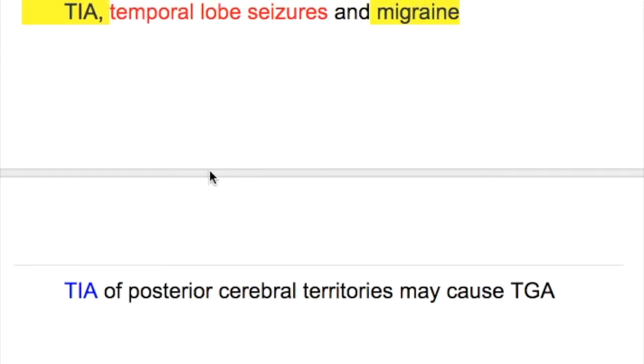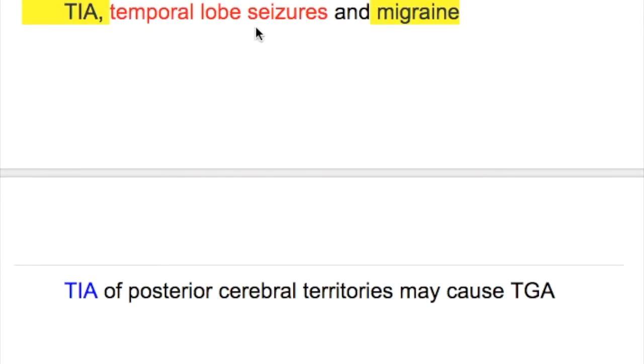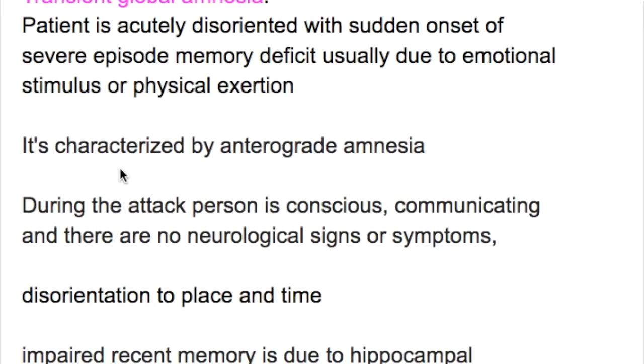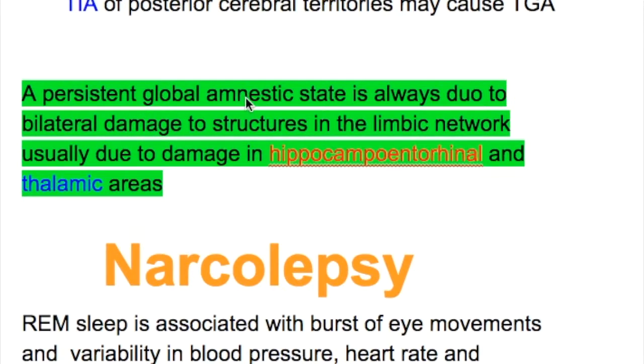What are the causes of transient global amnesia? Transient ischemic attack, temporal lobe seizures, and migraine can lead to transient global amnesia. Transient ischemic attacks of the posterior cerebral arteries may cause transient global amnesia also. A persistent global amnestic state is always due to bilateral damage to structures in the limbic network, usually due to damage in hippocampal, entorhinal, and thalamic areas.